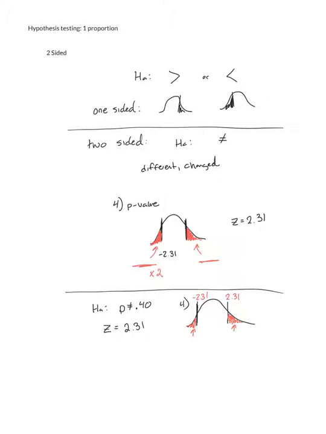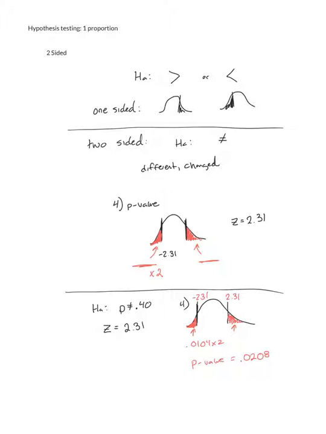Now when I looked at negative 2.31 on the table, I got a value of 0.0104. Once again, that's only for this left side though. To get both of them then, I'd go ahead and I just double that, which means my p-value for this problem is going to be 0.0208.